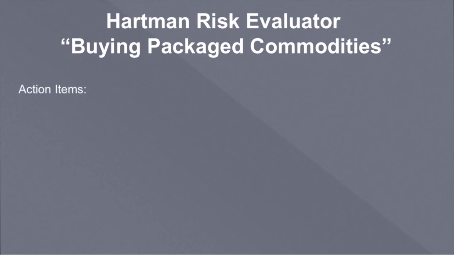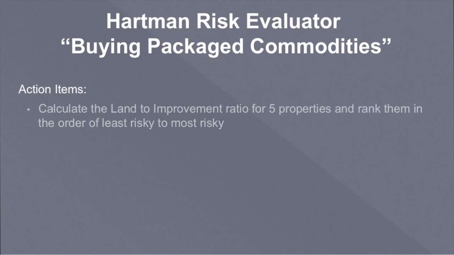So what are your action items here? Well, pretty easy. Calculate the land to improvement value ratio for 5 properties and rank them in order of least risky to most risky. Let me give you a hint on that. This is really quite easy. In fact, like the rent to value ratio, you can pretty much do this in your head.